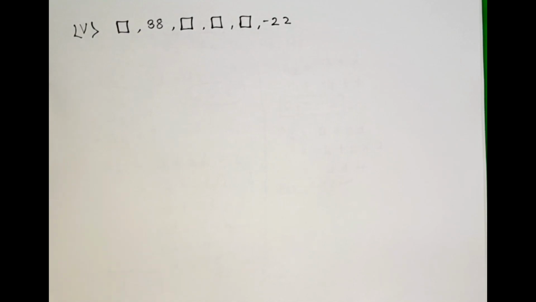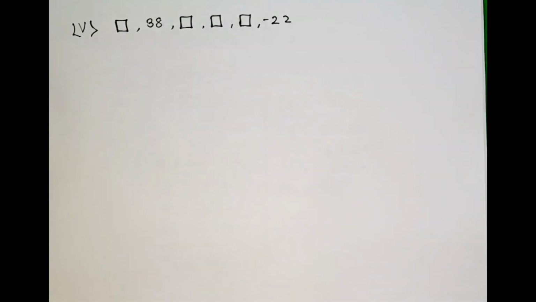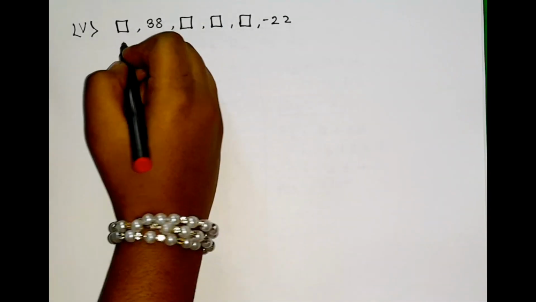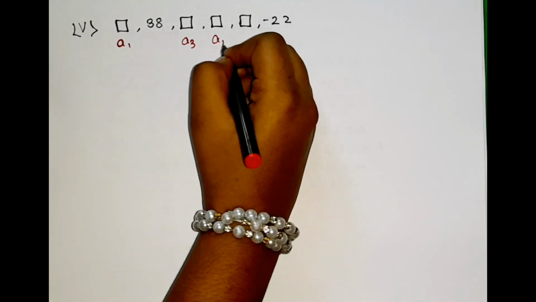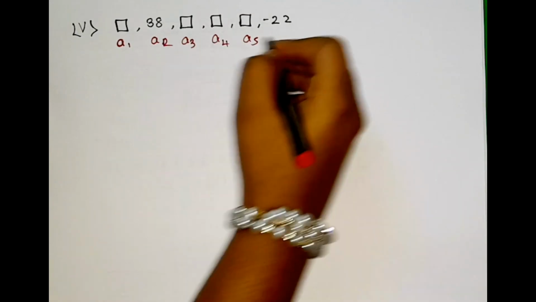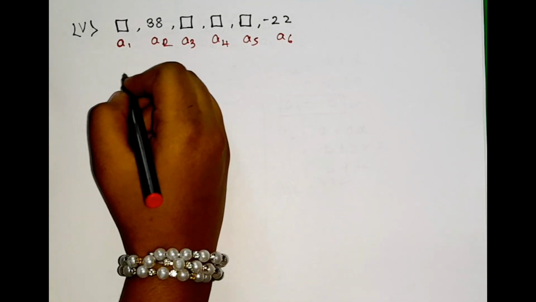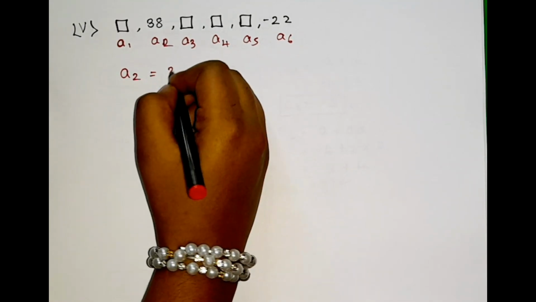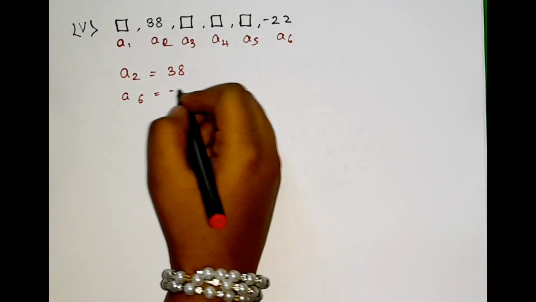In this fifth subdivision we have to find the A1 value, A3 value, A4 value, A5 value. Here this is the A2 value and this is the A6 value. I'll just write it here. So we have the A2 value, that is 38, and we have the A6 value, that is minus 22.